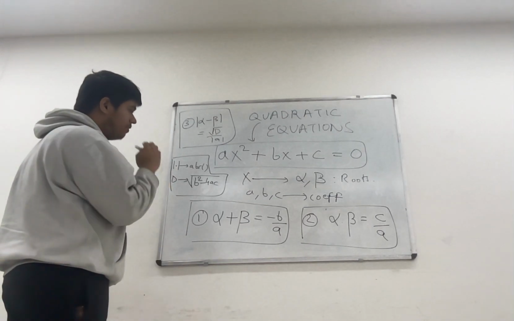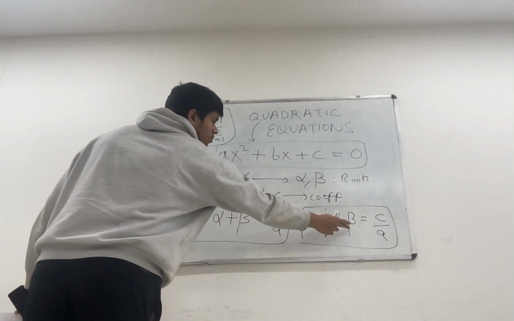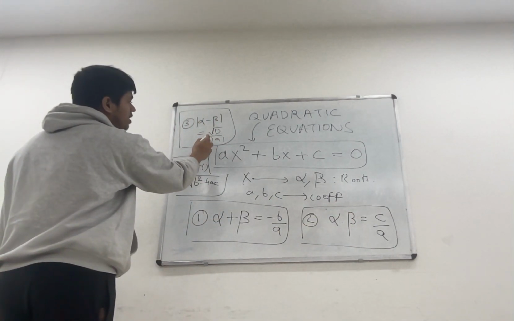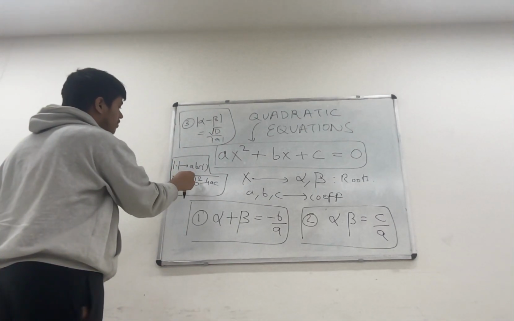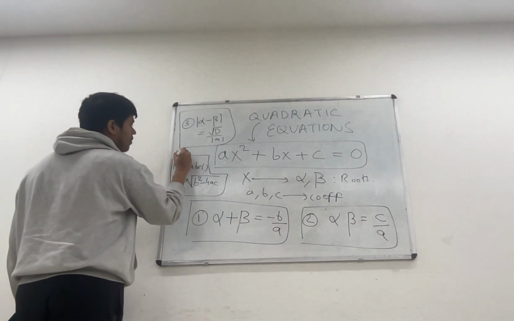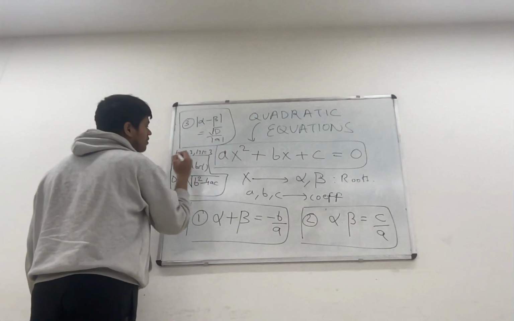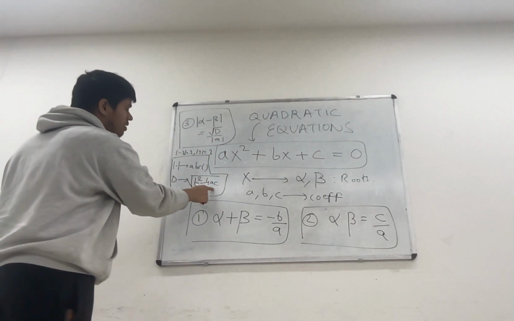So we have the first three basic relations. Alpha plus beta is minus b by a. Alpha into beta is c by a. Third is mod of alpha minus beta is root of d by mod a. And what is mod? You take the absolute value. So mod of minus 3 is 3. Mod of 3 is still 3, right? And d is the determinant, b square minus 4ac.